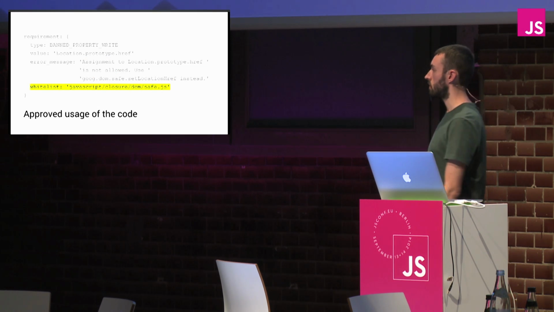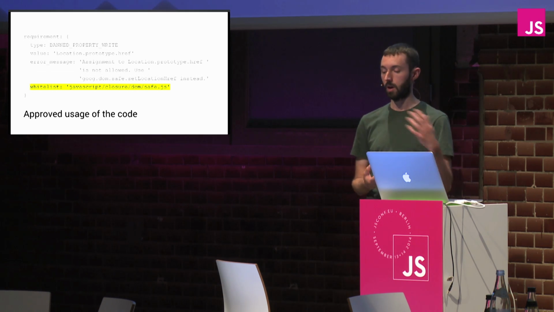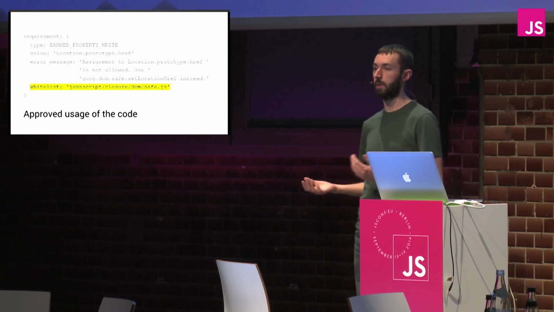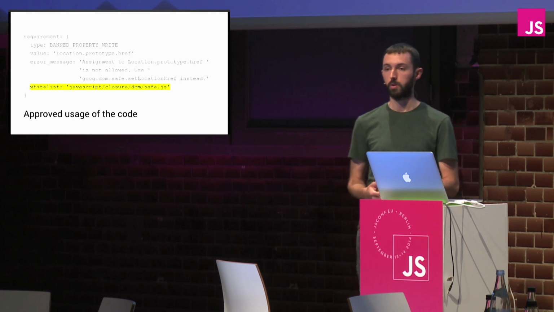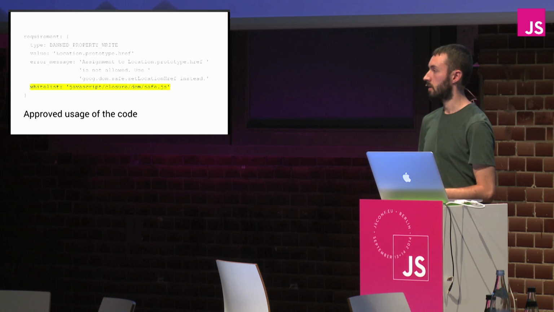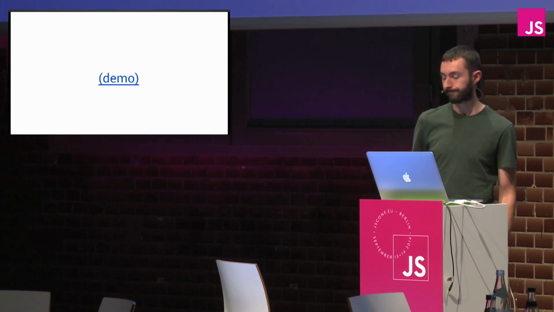And lastly, you can also use a whitelist. And this is, say, if you have an approved usage of the code. This directory has been approved by the security team because it's been heavily audited, then this directory or this file won't be warned upon when the compiler checks the code.